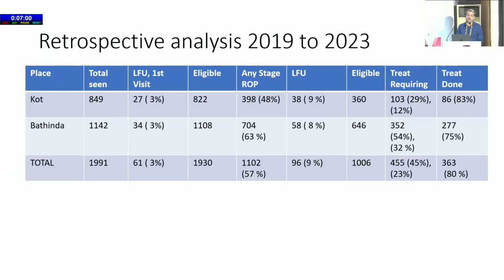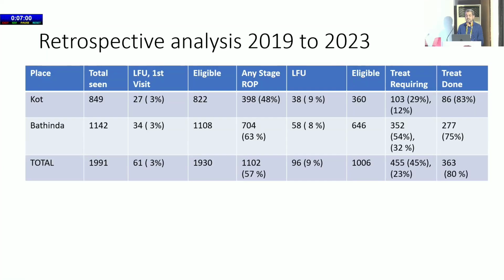See, this is my own data, a retrospective analysis. From 2019 to 2023, in 2 areas, I have screened 1991 babies, out of which 3%, or 61 babies, were lost to follow-up after the first visit. So we have 1930 for calculations, out of which 1,102 babies had any stage of ROP, which is 57%. As I already told you, the literature says 20 to 40% in India, but my area has higher ROP, and again a few were lost to follow-up. Then the treatment-requiring babies are 455, which is 23% of the babies screened. Again, a very high number.